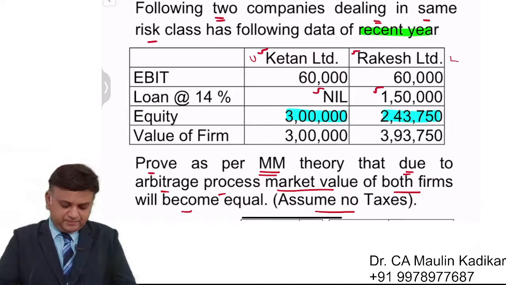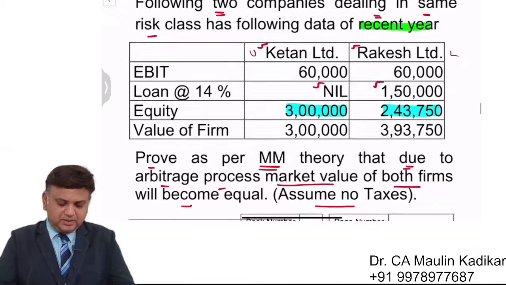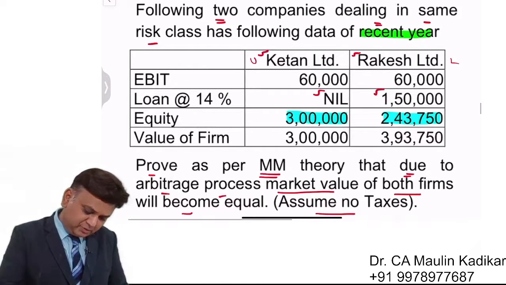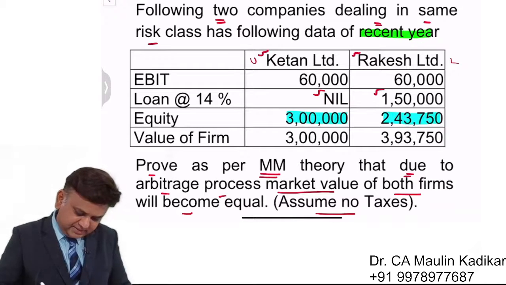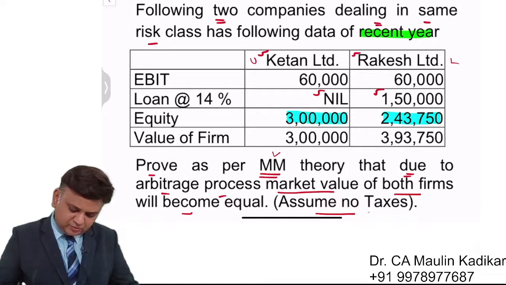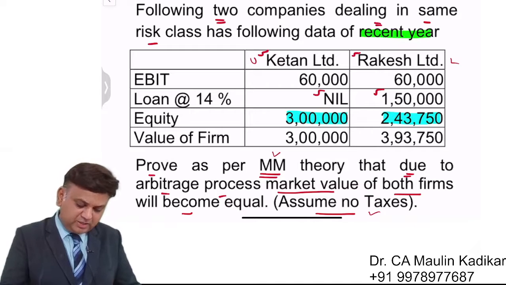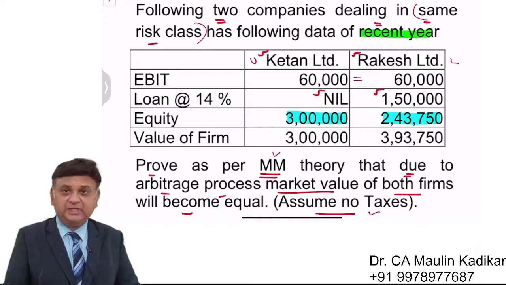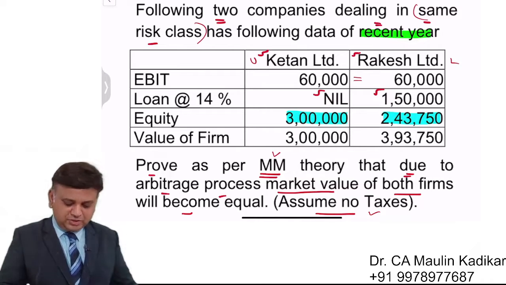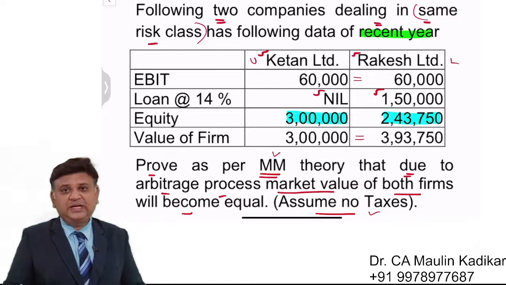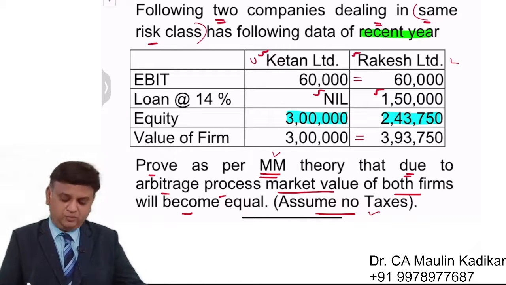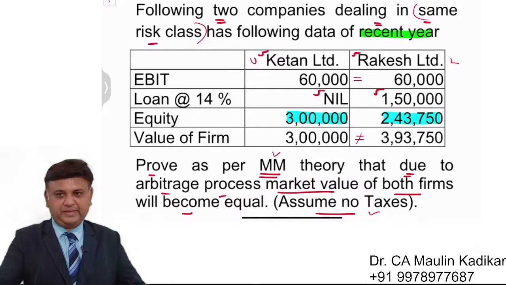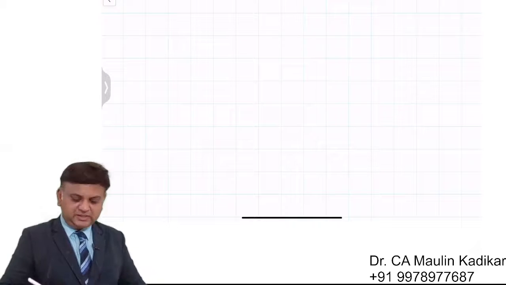So now friends, the unusual point that we have in this question is that, see, approach is followed. Yes. There is a situation of no tax. Yes. Both the companies are dealing in the same risk class. Yes. They have same operating income. Yes. So they should be having same value. Instead of that, they are having different value. So this is the unusual point that we have. Let us answer the question.